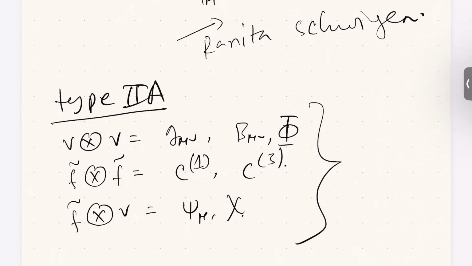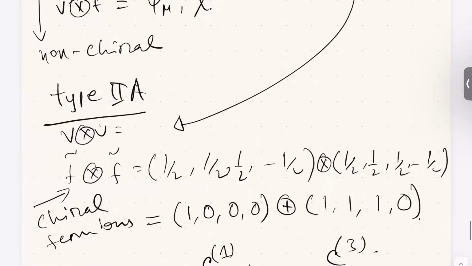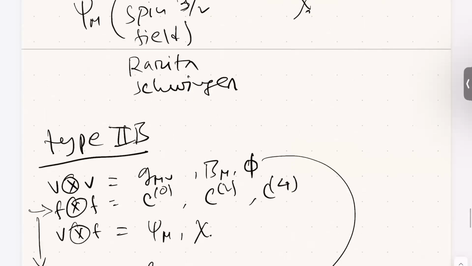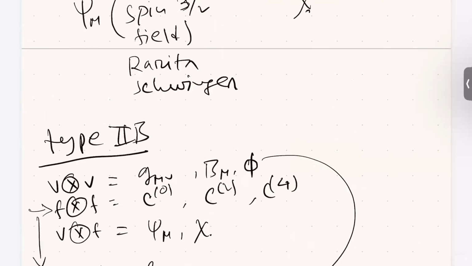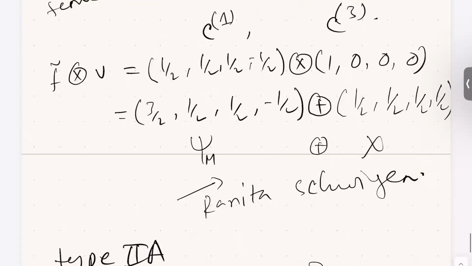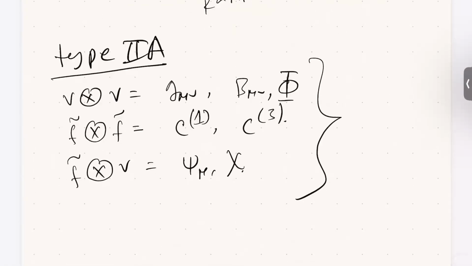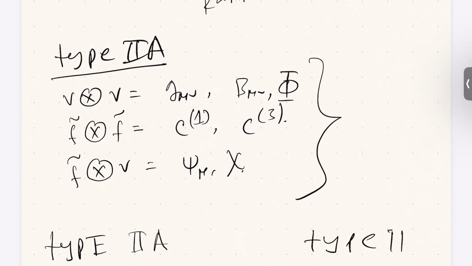And although it seems that the type 2A theory and this type 2B theory look very different, because you see that they have C0, C2, and C4, which are even, and here C1 and C3, they are odd. Actually, secretly, this type 2A theory and this type 2B theory are dual to each other using T duality.